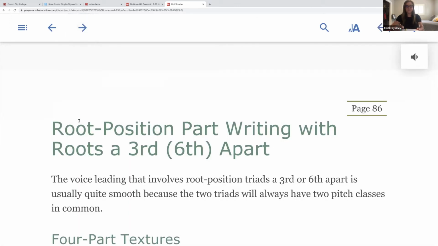Okay. Hang on tight. We're doing something new. We are now talking about root position writing with roots a third or a sixth apart. So everything you've learned so far was dealing with roots a fourth or a fifth apart. Now we're dealing with roots in the bass that are a third or a sixth apart. They're saying that it's usually quite smooth because two triads will have two pitches in common.